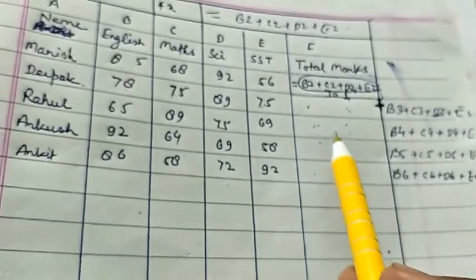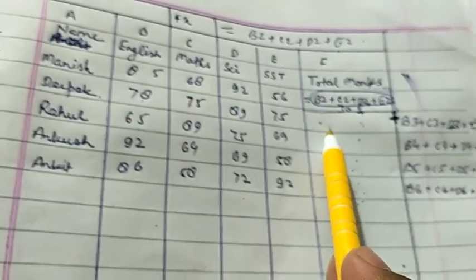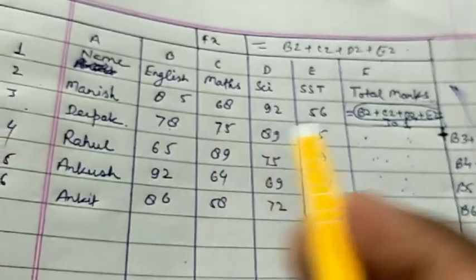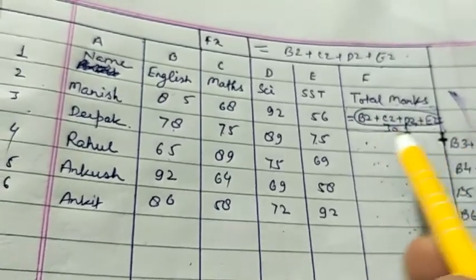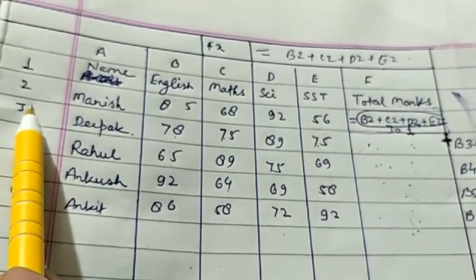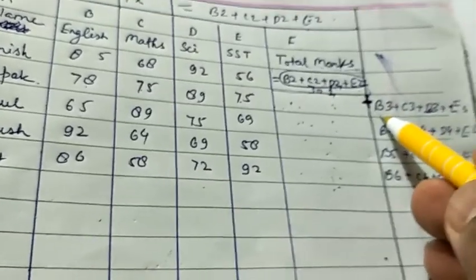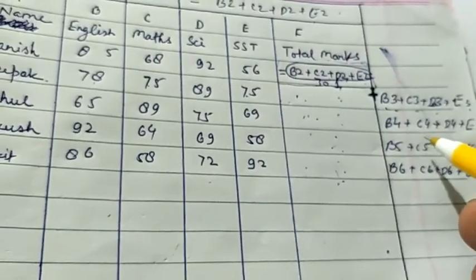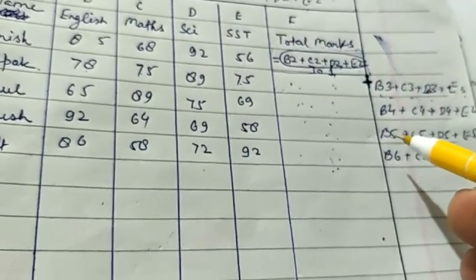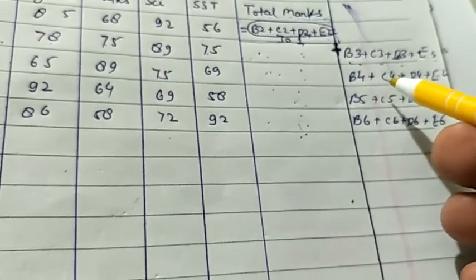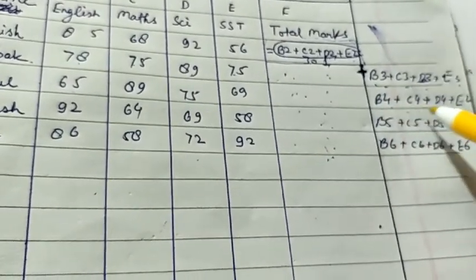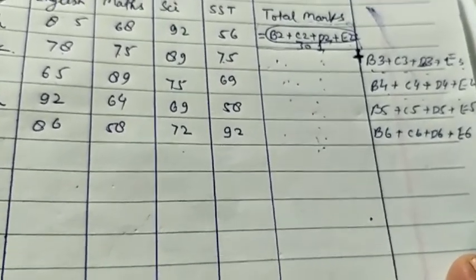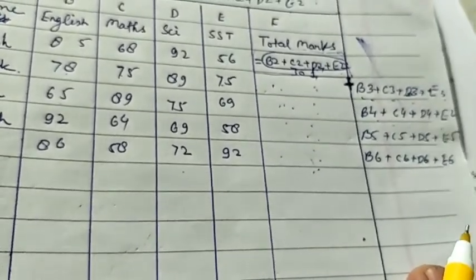It means the address of the corresponding cell will automatically change according to the row. Here the row is 2, then the address is B2, C2, D2 and E2. Here the row number is 3, then the address will automatically change and convert into B3, C3, D3, E3. Clear? Similarly it will convert in row number 4, B4, C4, D4, E4, and so on. Is that clear?